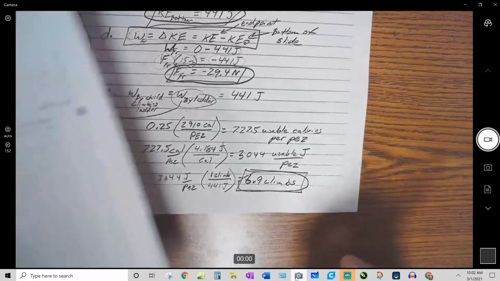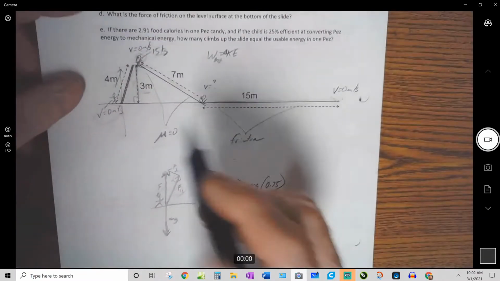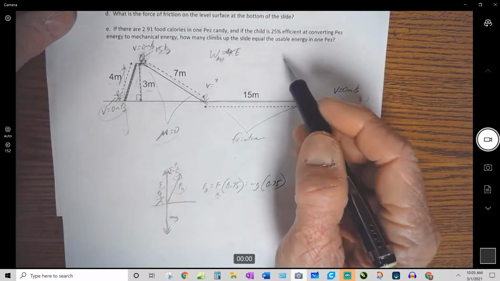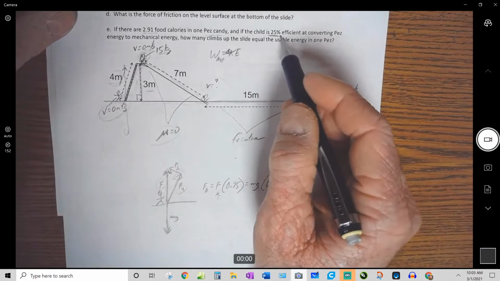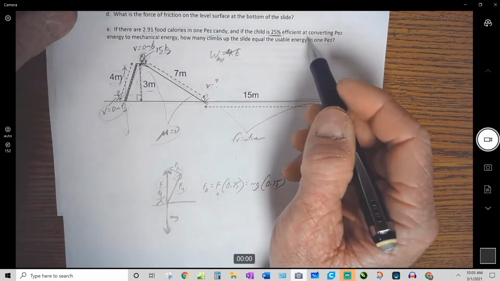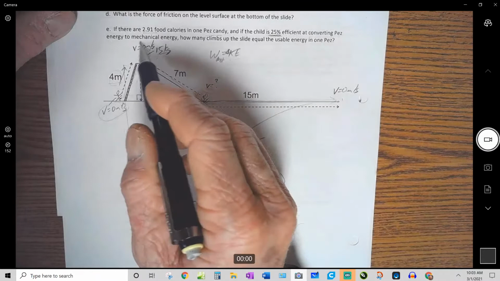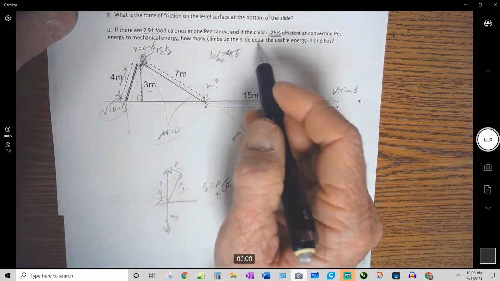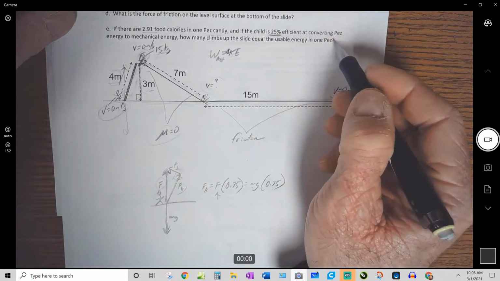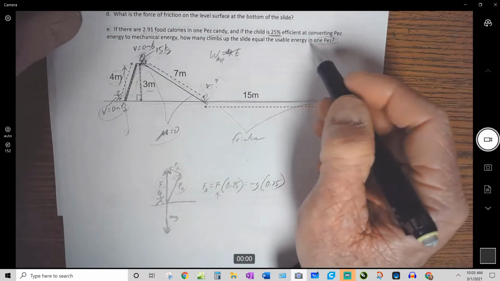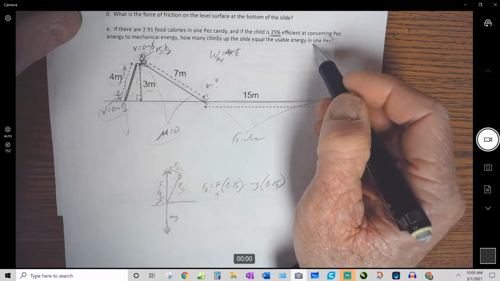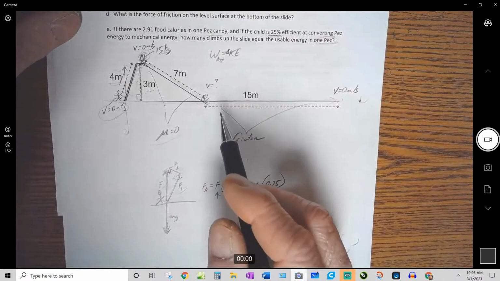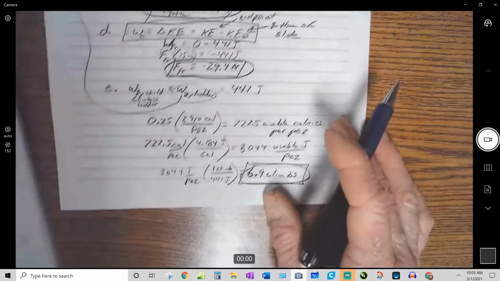And now part E. This is the number of food calories in one Pez candy, and the child's digestive system is 25% efficient at converting Pez candy into mechanical energy. How many climbs up the slide equal the usable energy in one Pez? So we need to figure out how much energy it takes to climb up the slide once, and then at 25% efficiency, how many Pez that's going to take.